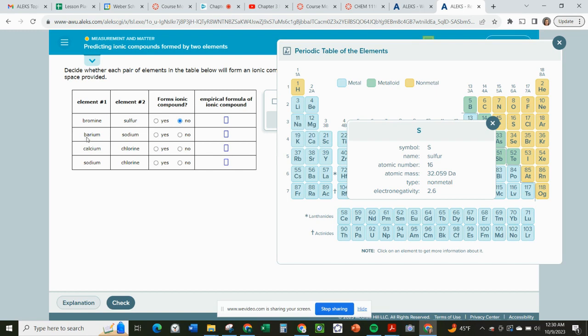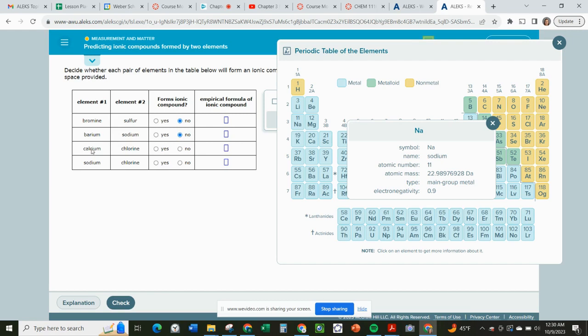Okay, so then we go to the next one. Barium, we have to find that. Barium is over here. Ba, barium. And sodium. So barium and sodium is right here. Sodium is Na. They're both metals. So two metals do not form an ionic compound.